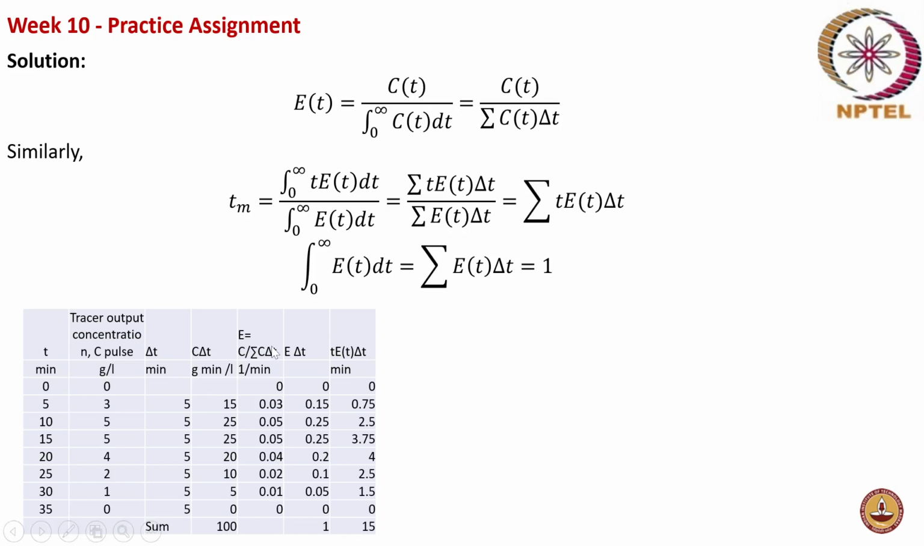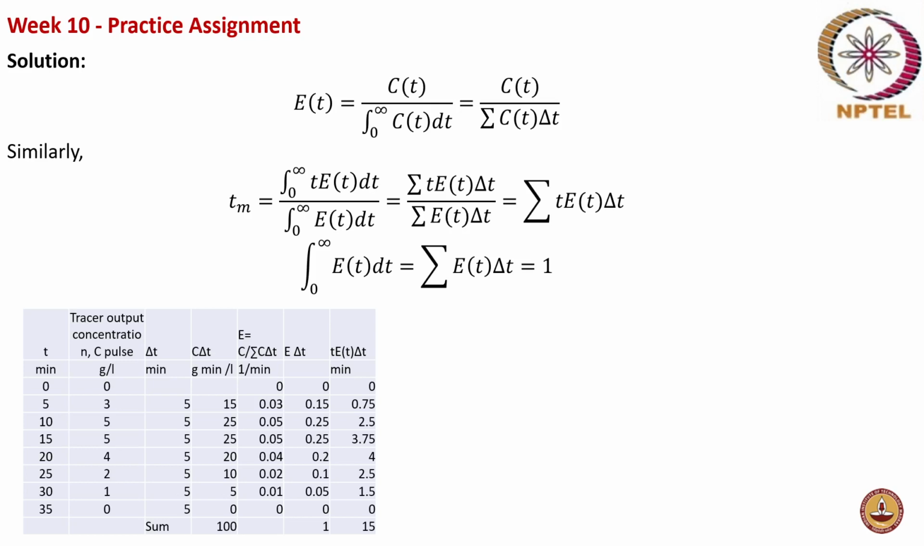So E of t is C of t divided by the summation over 0 to infinity of C of t into delta t. The summation of C of t delta t, we know, is 100. So E of t for each case: at time t equal to 0, it is 0 by 100, that is 0. Then at t equal to 5, it is 3 by 100, 0.03. And at time 10 minutes, it is 5 divided by 100, 0.05. And the next one is again 0.05. Next 0.04, 0.02, 0.01 and 0.